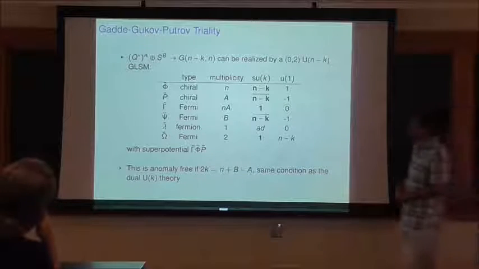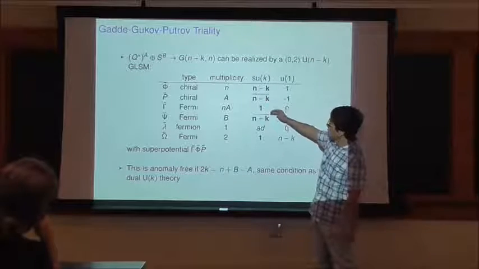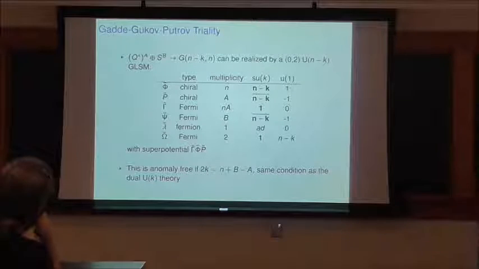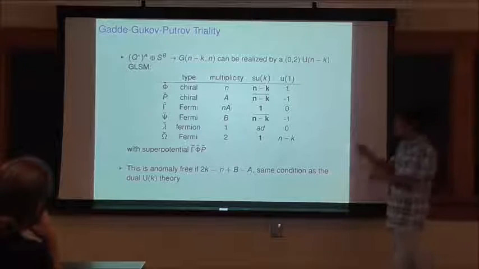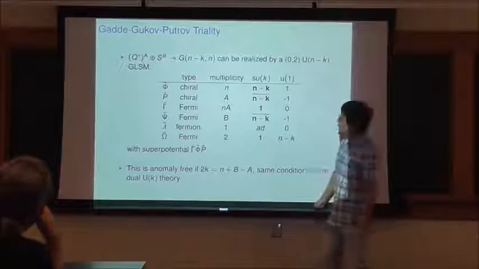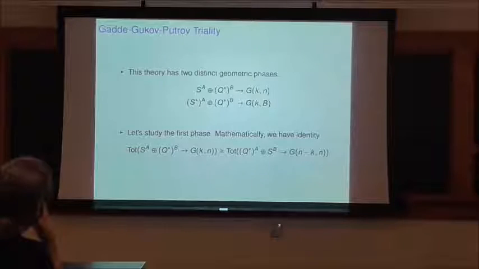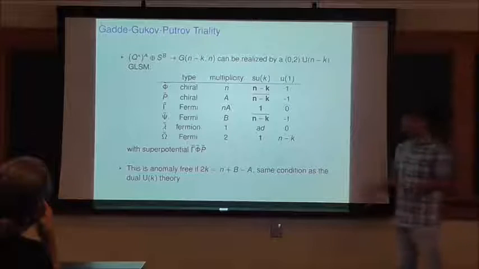Because we have Q star, we also have phi tilde, p tilde, gamma tilde, psi tilde, lambda tilde. You see the pattern is exactly the same as the one you started with, swapping a bunch of representations, the numbers, and B and A over and over, and the same superpotential of the same form. This guy realizes this geometry on the lower right corner, and then again we do our trick.